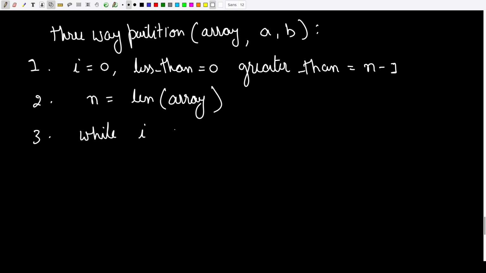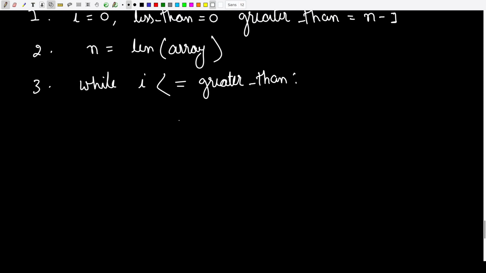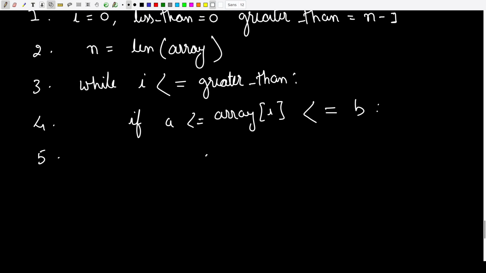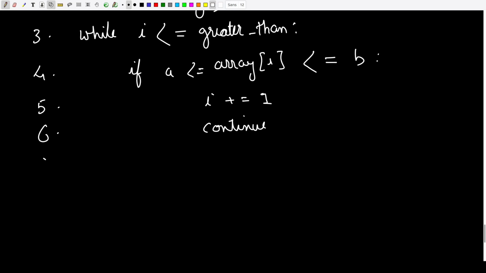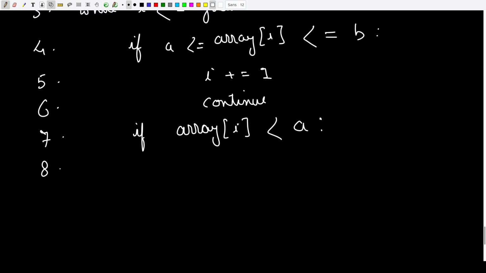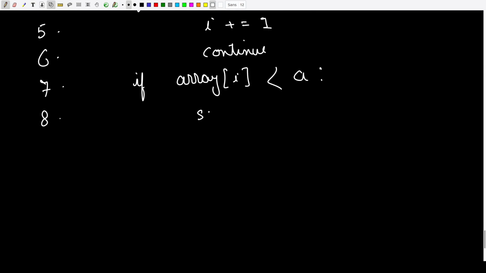As we have discussed above, we will be iterating while I is less than or equal to greater than. Now we are going to check whether ARR[I] is in the range or not. If it is in the range, then we don't have to do anything. We just have to increase our iterative counter to the next position and continue from here, which simply means we'll move to the next element. Otherwise, if this condition is not satisfied, we are going to check whether ARR[I], the ith element, is less than A or not. If it is less than A, then we have to move it towards the beginning of the array, so let us perform a swap operation.